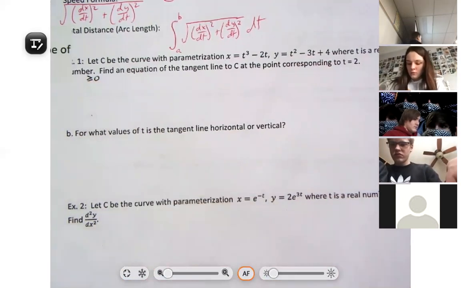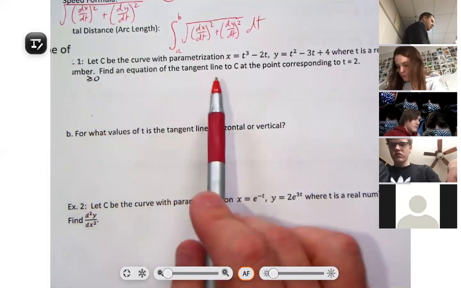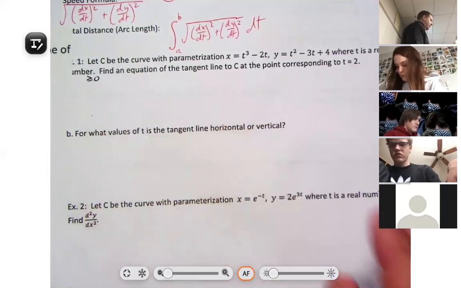Almost always, in fact, I don't think I've ever seen a case where it wasn't set greater than or equal to 0, because it's time. So it's never going to be negative. I guess they could say greater than or equal to 2 or some other positive number, but it's never going to be negative. So t has to be greater than or equal to 0. Find an equation of the tangent line to C at the point corresponding to t equals 2.